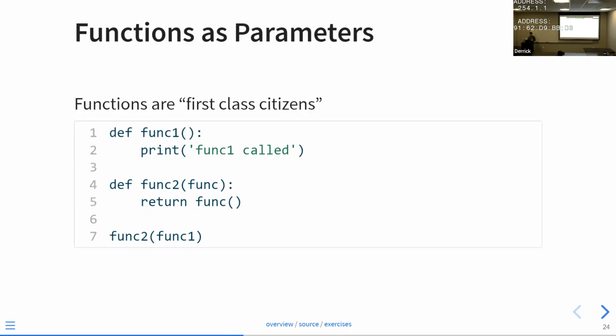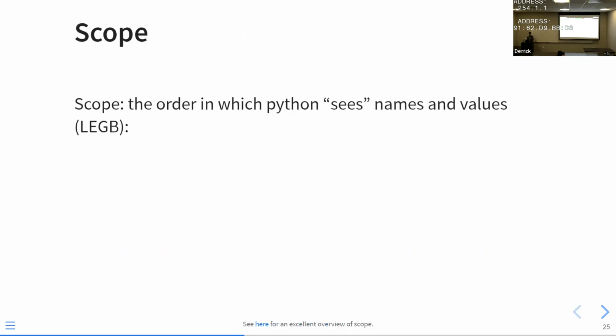Yeah, exactly. So function 2 gets function 1 as its input, it calls it, and then that print happens. What can get confusing though is Python's scope. So if you reference a variable inside of a function that's not one of its input parameters, which variable is it actually referencing? So here's the rules, and then we'll go through a few examples.